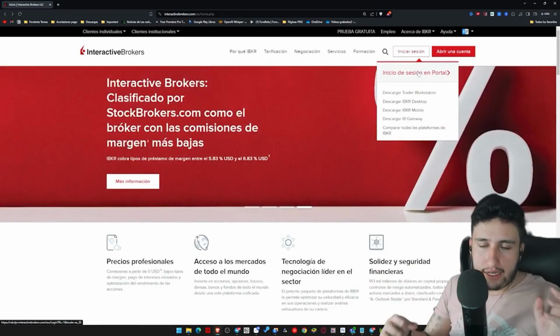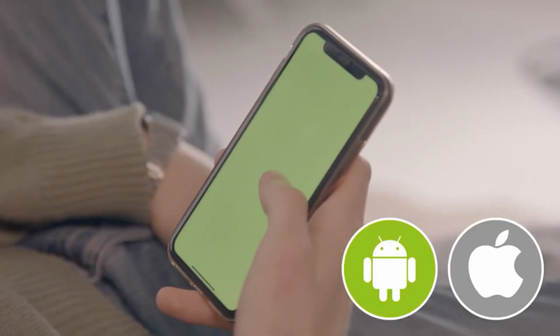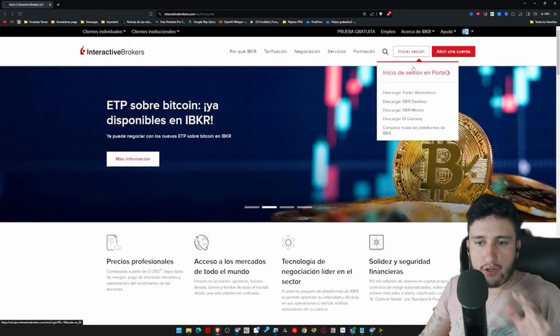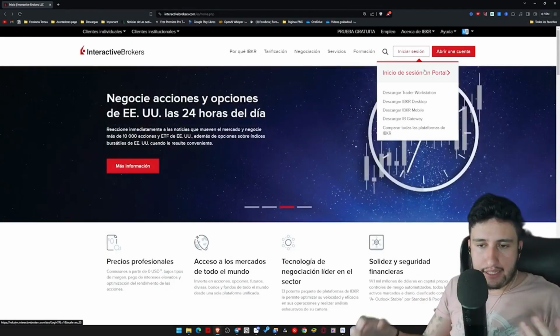However, Interactive Brokers also allows you to invest through its mobile app, which is readily available on Android and iOS. You can certainly do it from there as well. In this case, I'm going to do it from my PC. When it comes to actually making the purchase, the interface is quite similar, so let's go ahead and log in and I will show you.